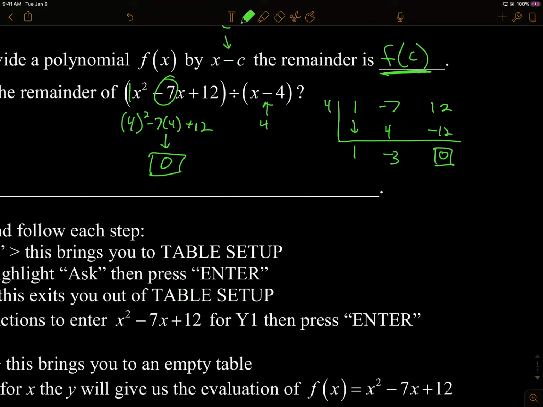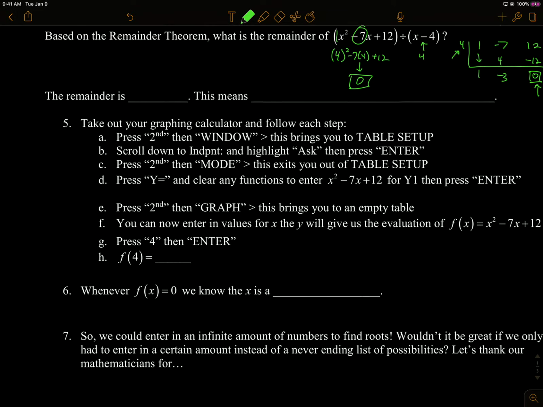All right, so that's what the remainder theorem says. It says you don't actually have to plug 4 in. You can just do the synthetic division with 4 and get your y value by looking at the remainder.